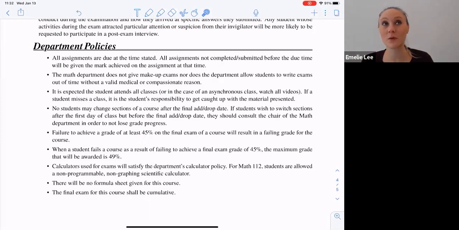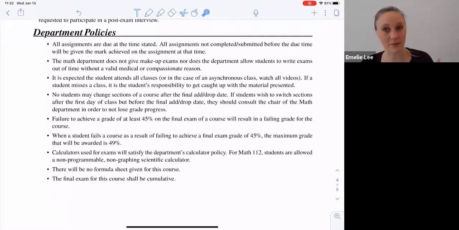It was an issue one time. A student was super, super sick for the final exam, and they just couldn't get quite that 45%. But of course, I'm reasonable, so it's usually not a problem. So it's not something to worry about. It is something to be aware of.